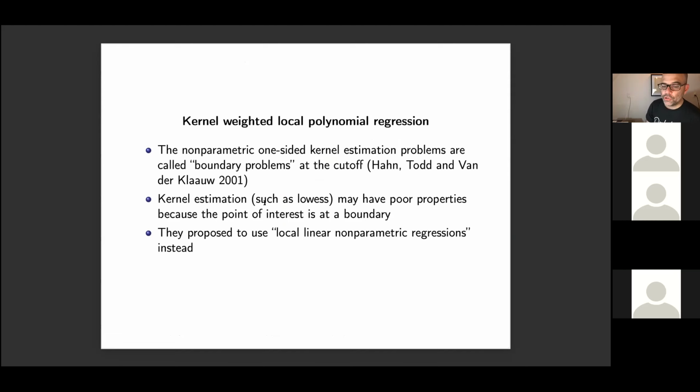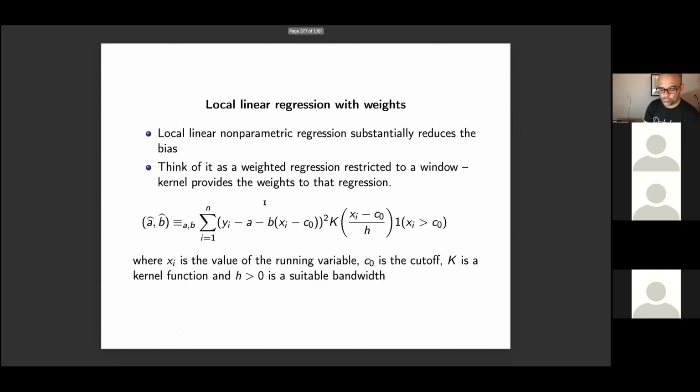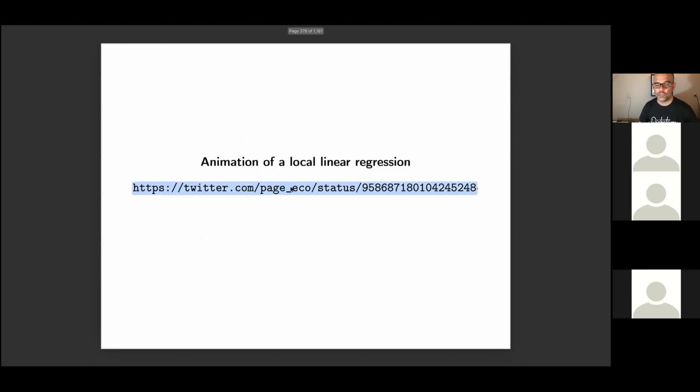So they propose using local linear non-parametric regressions. Local linear non-parametric regressions substantially reduce the bias. Think of it as a weighted regression restricted to a window. Kernel provides the weight to that regression. Okay, so what we're going to do is run this regression with weights, with the units closest to the cutoff being weighted the most. Let me show you what this looks like.